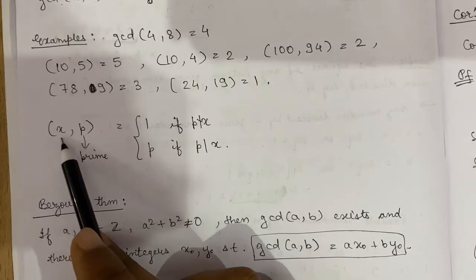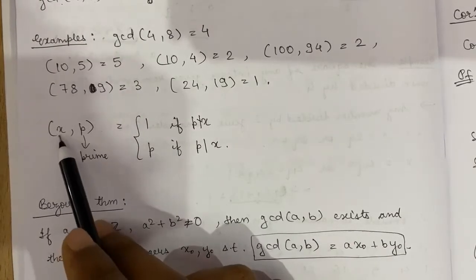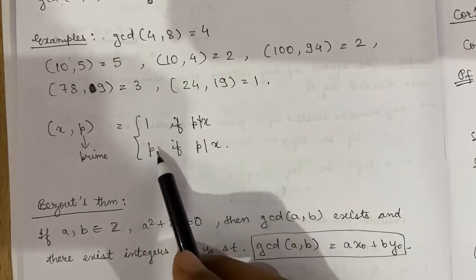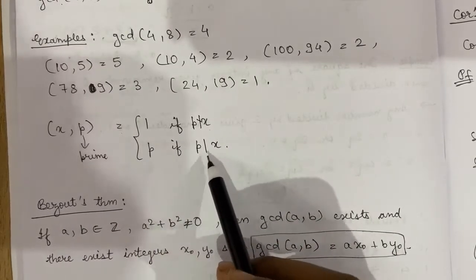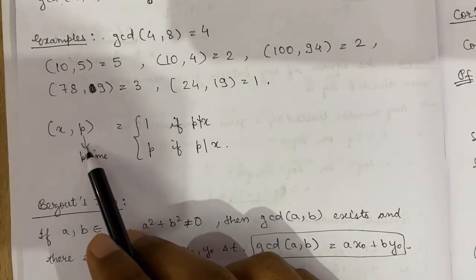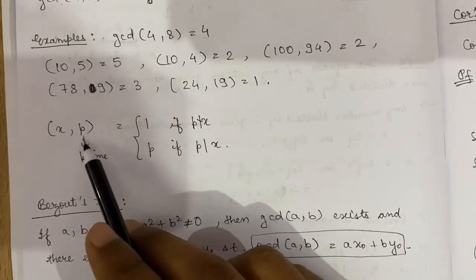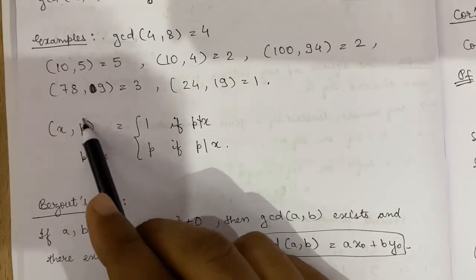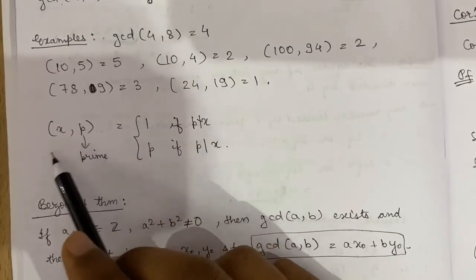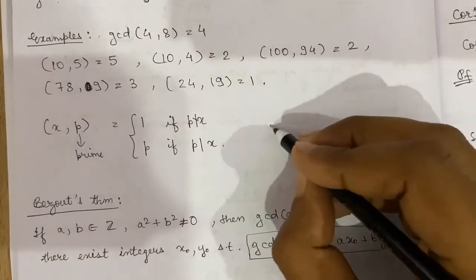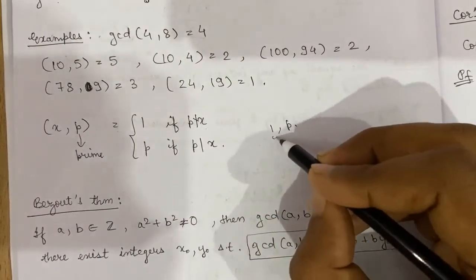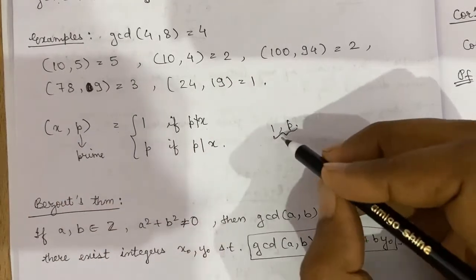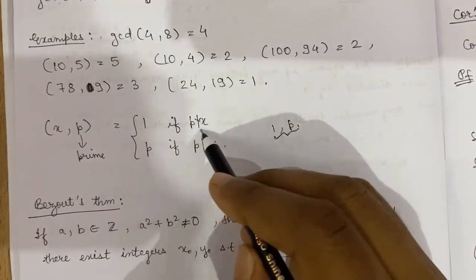If p is a prime number, then the GCD of x and p is either 1 if p does not divide x, or p if p divides x. Since GCD is a common divisor, the GCD of x and p must divide p, and p is a prime number, which means its only two possible divisors are 1 and p itself. So these are the only two choices for the GCD of x and p.